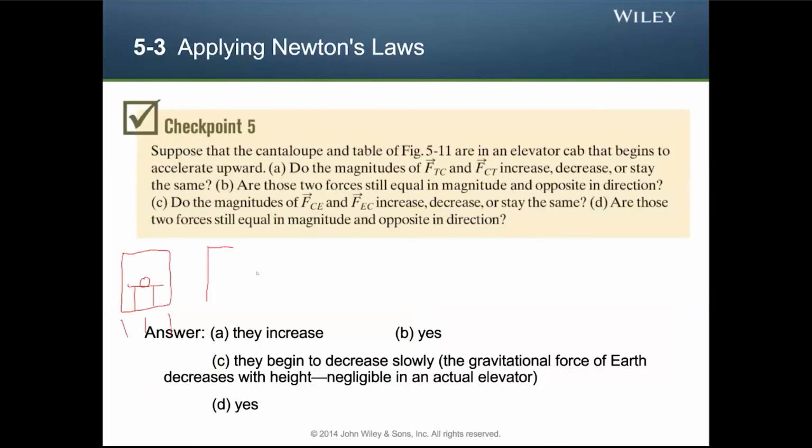If I draw a second version of this, and we'll say this one isn't moving, it's just sitting there. This one has suddenly started to accelerate and move upward. And they're saying, what do these two vectors do? So you have one vector from the cantaloupe, which is the center of this, pulling downward. And then you have the vector from the table moving upward. So we're going to say this is the table, this is the cantaloupe. I can draw this. And these things have to equal each other because this thing's not going through the table, right?